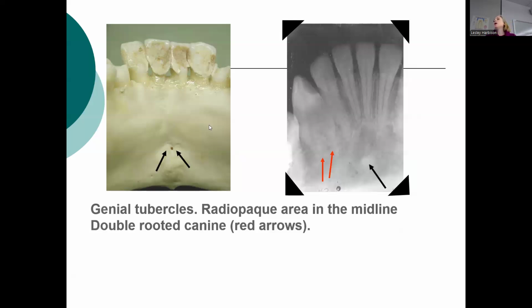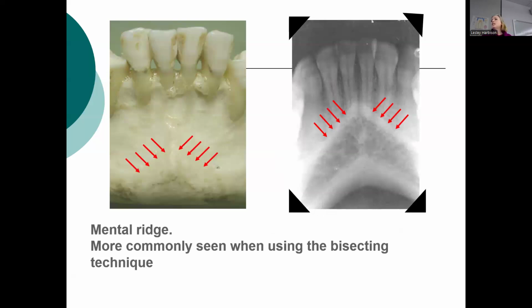This is just pointing out this anomaly of the bifurcated root. That's what the red arrows are. But again, we have the genial tubercles. It's not a super clear picture of the foramen, but you can see the genial tubercles there. Mental ridge on a skull, and then pretty well defined here on the X-ray.